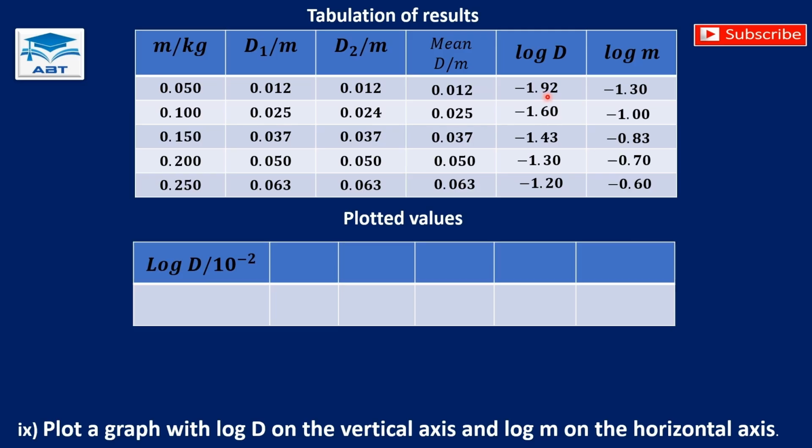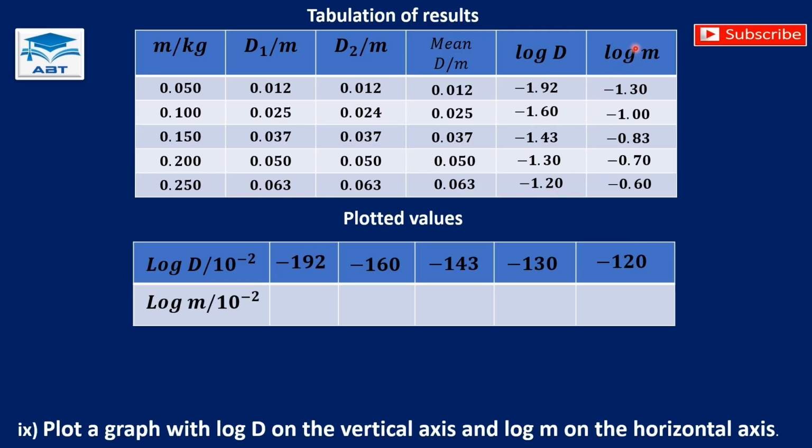we convert it to standard form for easy plotting by moving this point 1, 2 and recording this value as negative 192 times 10 exponent negative 2. So we have log D divided by 10 exponent negative 2, meaning the value here, when we multiply by 10 exponent negative 2, we will get this value. So the next value is going to be negative 160. The next one is negative 143, negative 130, and negative 120.